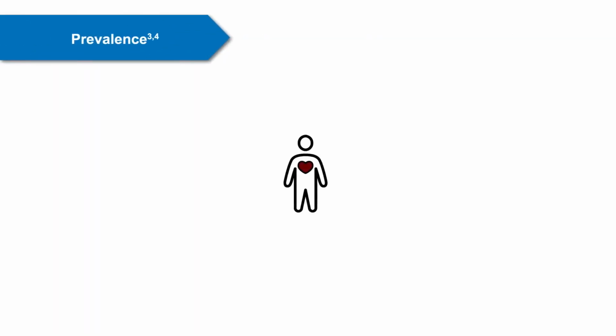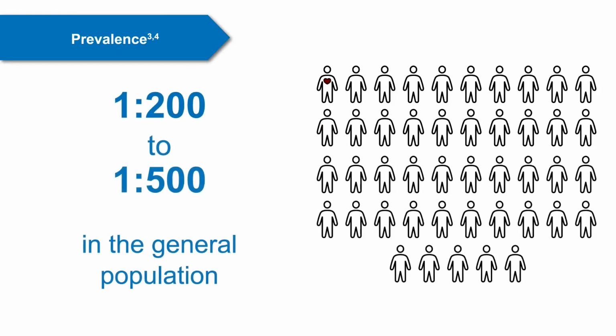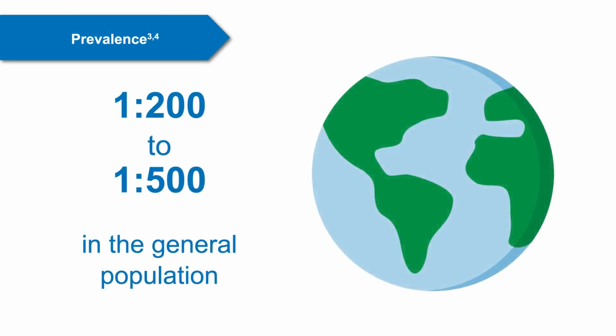If we define hypertrophic cardiomyopathy by the presence of unexplained hypertrophy, then we find that this has a prevalence in the normal population of somewhere between 1 in 200 and 1 in 500 individuals. And this prevalence appears to be the same, irrespective of ethnicity or geography.